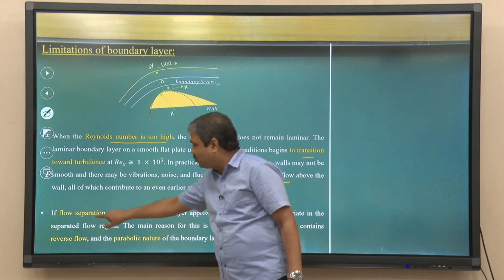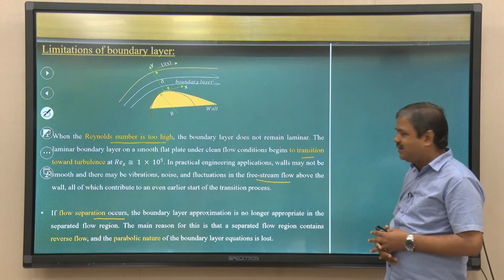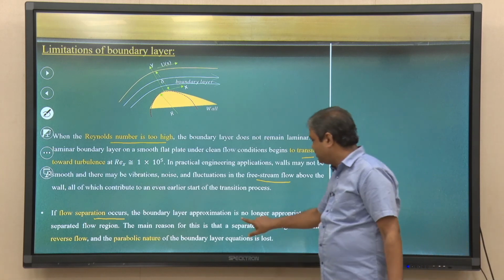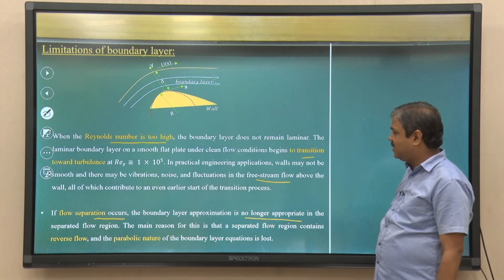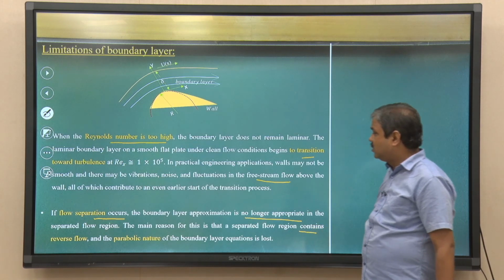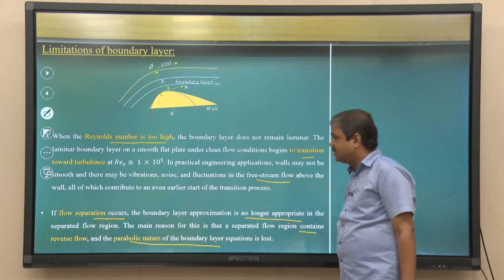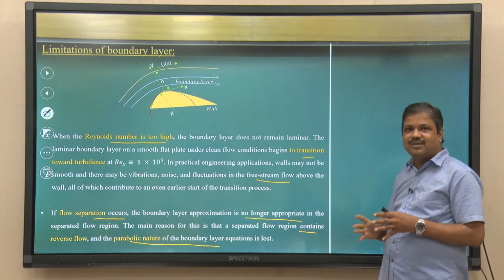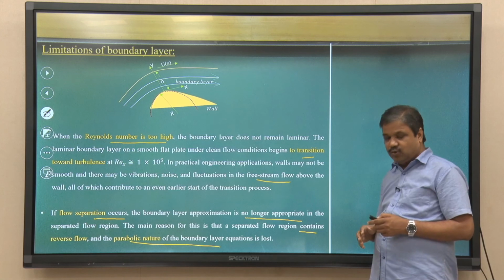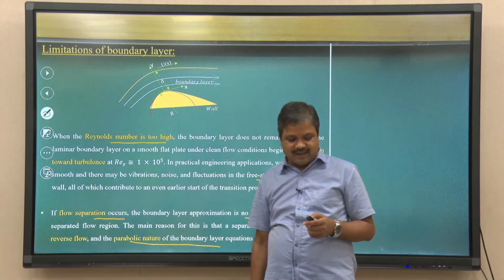Also, if flow separation occurs, which we can know from experiment, from wind tunnel tests, there also we cannot apply the boundary layer approximation; it is no longer appropriate in separated flow regions, where there is reverse flow. So, the parabolic nature of the boundary layer equations is lost. These are the assumptions of the boundary layer equations that we consider. So, with this, let me finish today's class. Thank you.